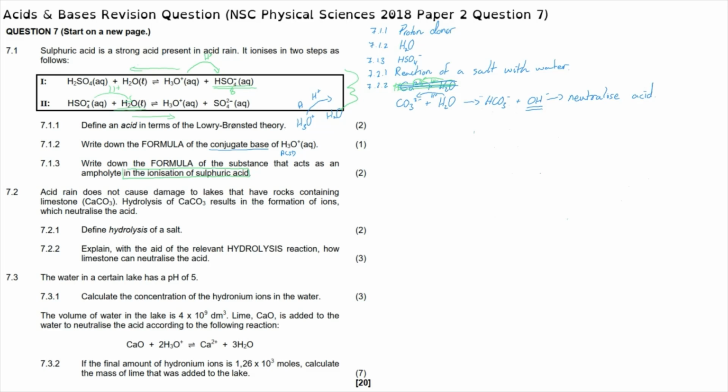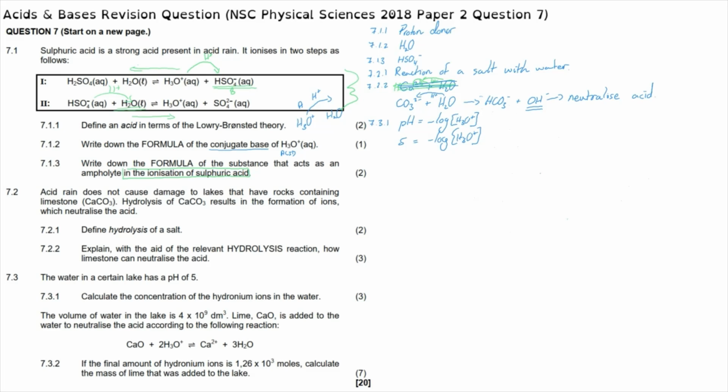Question 7.3 reads, the water in a certain lake has a pH of 5. 7.3.1, calculate the concentration of the hydronium ions in the water. And so we would always start with an equation that is given in the formula sheet, that equation being that for pH, pH is equal to the negative log of the hydronium ion concentration, where the pH has been given to us as 5, and that is once again the negative log of our hydronium ion concentration.